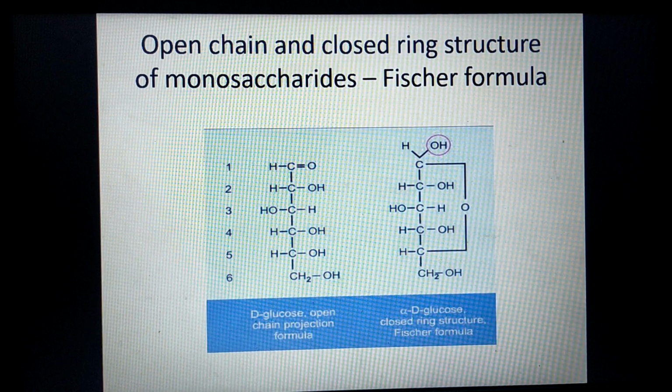During this ring formation, the functional group acquires a hydroxyl group. If this hydroxyl group is present on the right side of the functional group, it is called the alpha form, or if the hydroxyl group is present on the left side of the functional group, then it is called the beta form. So the complete name of this closed ring structure is alpha D glucose. This type of structure is also called Fischer's formula.